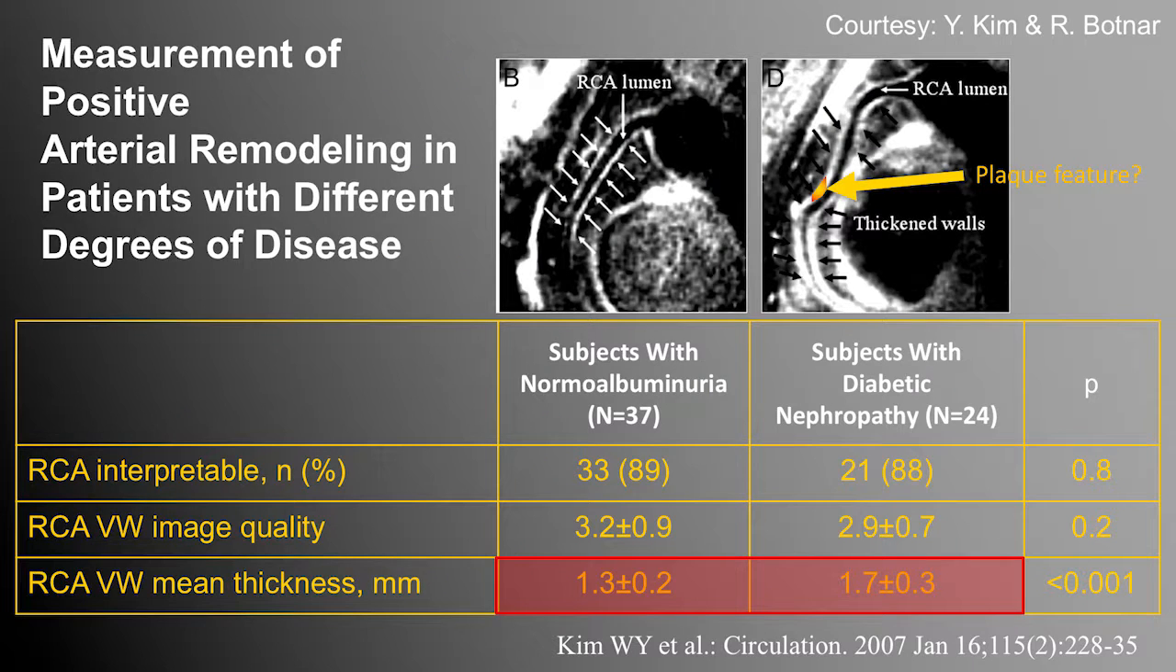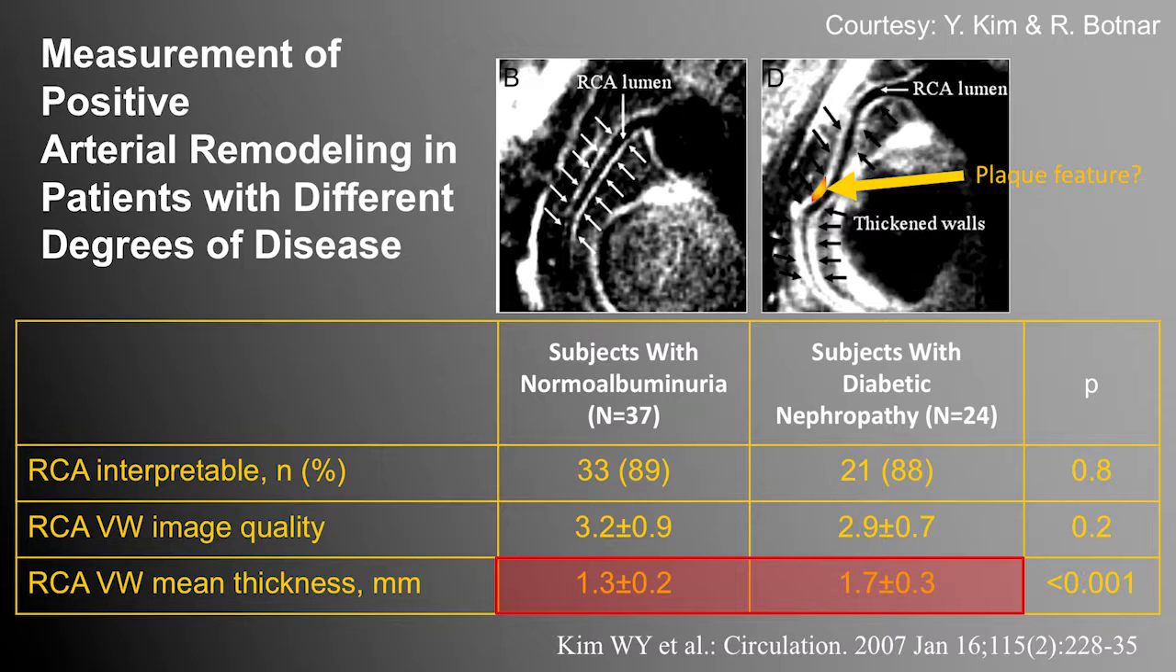Very nice dark lumen, while you see the vessel wall, which is thickened. This is a study from Young Kim and René Botnar, where they actually showed in patients with different degrees of diabetes, with and without nephropathy, that they indeed could measure a significant difference in vessel wall thickness in those patients with nephropathy using that particular dual inversion technique in combination with navigators.